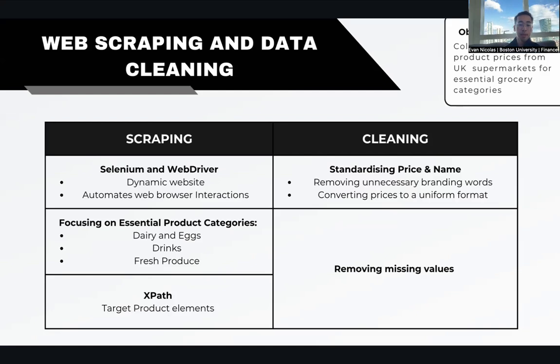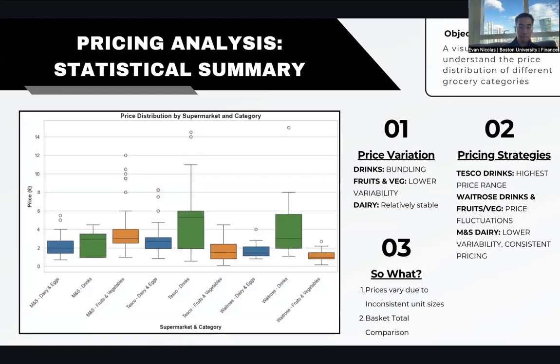As for data cleaning, we standardize the prices and product names by removing unnecessary words such as Tesco Finest and award-winning, and retain only the product's core identity. For prices, some of them are in pence, and so we had to change everything into pounds format for ease of comparison. There were also some missing prices, which we had to remove from our data sets.